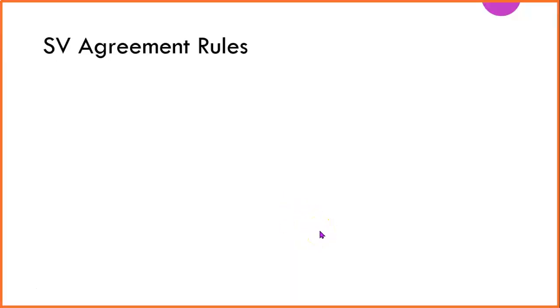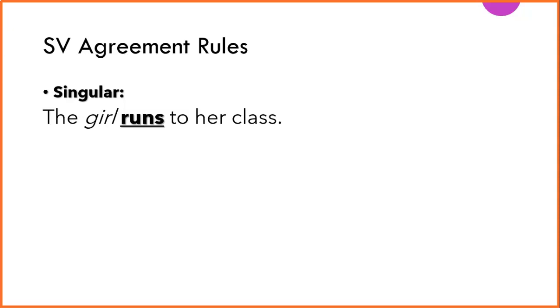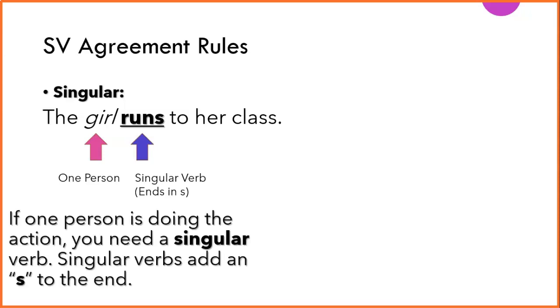So let's take a look at the rules. If you think about it hard enough, you probably already know these rules. You just don't know that you know them. So singular would be when one person does the action. The girl runs to her class. If one person is doing the action, then the verb is going to end in S. The girl runs. Again, if one person is doing the action, you need a singular verb. Singular verbs always add an S to the end.